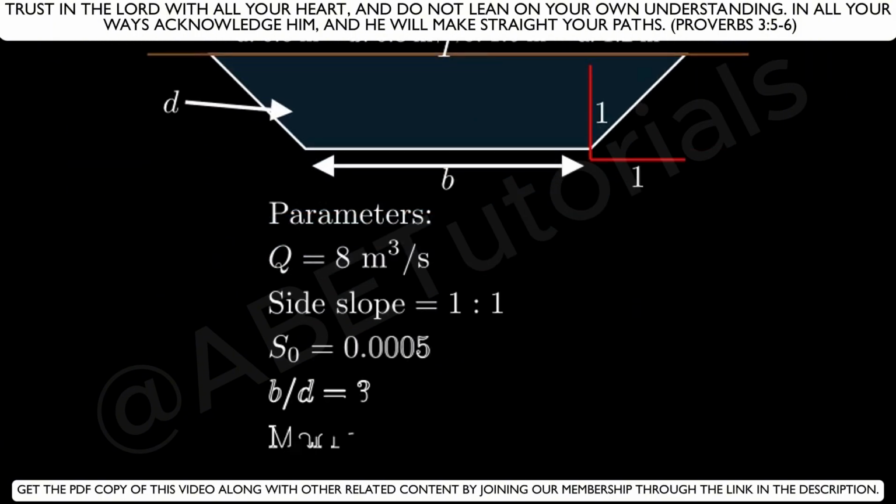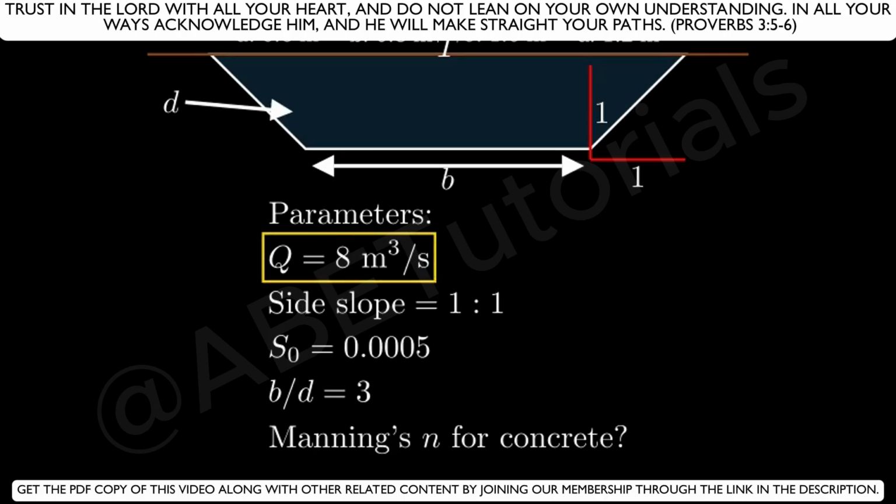We need to design a canal that can carry a maximum discharge of 8 cubic meters per second. The cross-sectional shape is trapezoidal, with a side slope of 1:1. The bed will be lined with concrete, and the bottom slope is 0.0005. The permissible ratio of bottom width to depth b/d is 3. Our job is to determine the appropriate design depth of the canal.